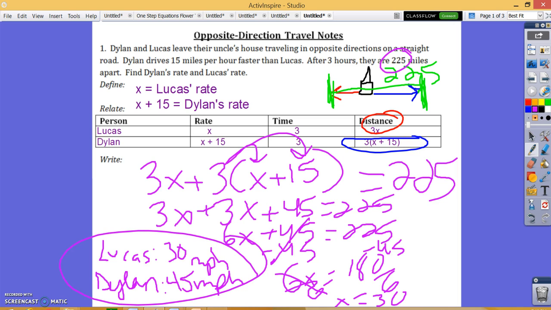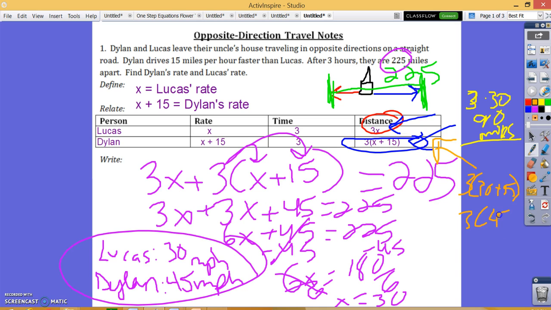Now, I definitely want to check my work here because these problems can be a little bit confusing. In order to check my work, what I'm going to do is plug in x here and plug in x here and make sure that that would in fact add up to a total of 225 miles. So 3 times 30. So Lucas would have drove 90 miles. And then Dylan was 3 times 30 plus 15, 3 times 45. So we find out that he has drove 135 miles.